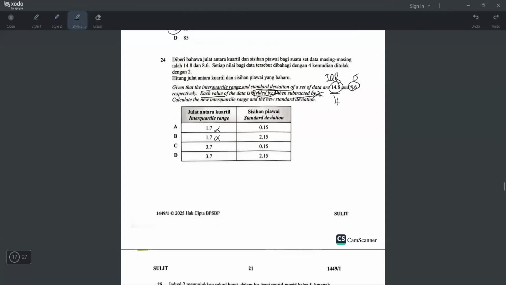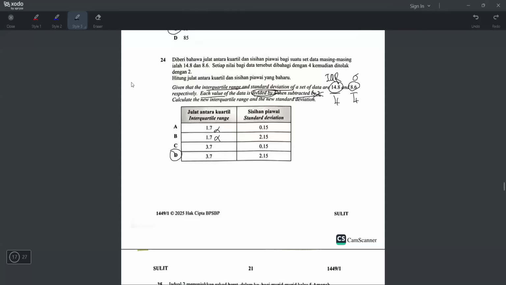And then what about the standard deviation? Also divide by 4. The subtract 2 is not needed, because when you subtract 2, it will not affect the measures of dispersion. When you take every single value minus 2 or plus 2 also, tak kisah tambah tolak berapa, dia takkan affect measures of dispersion. Okay, so the answer is 2.15. So D is the answer.